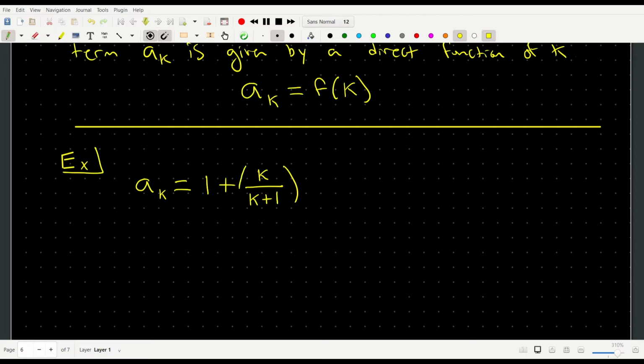So the terms in the sequence are, when k is equal to 1, this is going to be 1 plus 1 half. When k is equal to 2, this is going to be 1 plus 2 thirds. When k is equal to 3, this is going to be 1 plus 3 fourths, and so on and so forth.